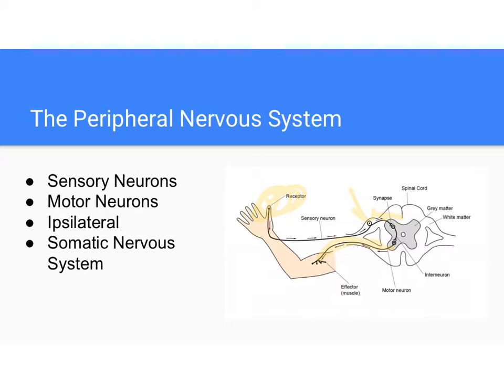Okay, so this is called the reflex arc, and when we're talking about the sensory neuron and the motor neuron, that's part of the peripheral nervous system. That interneuron there is part of the central nervous system. This is an example of something that's ipsilateral. You see that all of this is happening on the same side of the body. And we're talking here about the somatic nervous system. This is something that you're consciously aware of.